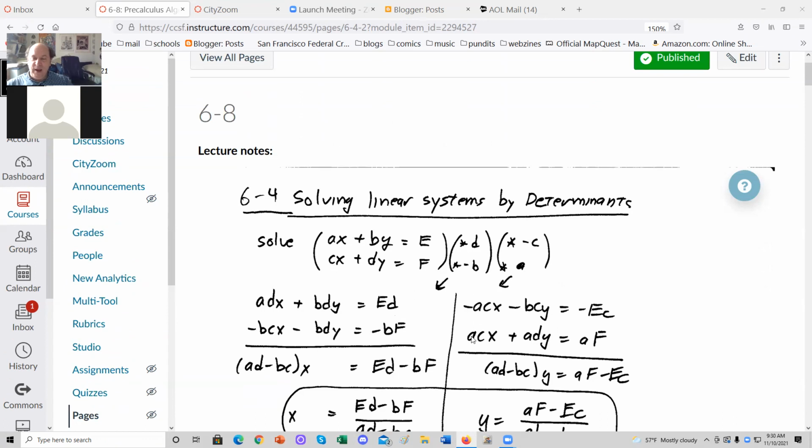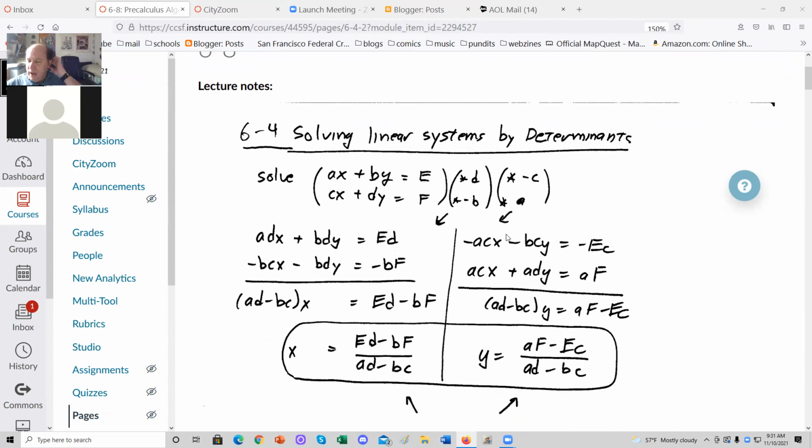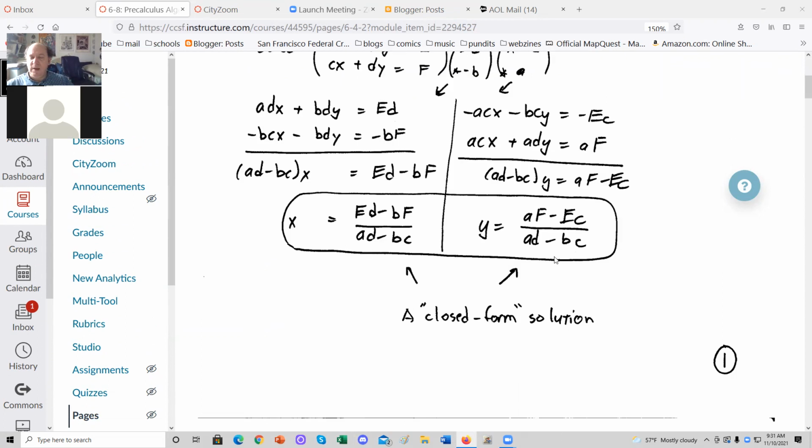Now, to get y, we have an ax and a cy. So to make them line up, we'll rescale the first row by a negative c and the second row by an a. You get minus acx minus bcy equals minus ec. The second equation becomes acx plus ady equals af. If we add these equations together, then the x terms cancel. Add these together, you get (ad minus bc) times y equals af minus ec. That's curious. This is the same as this. Then we divide, and we get y equals (af minus ec) over (ad minus bc).